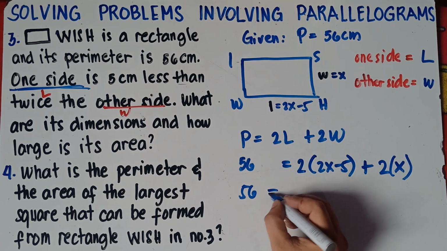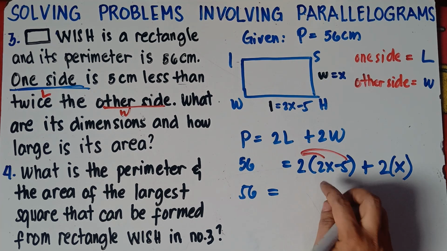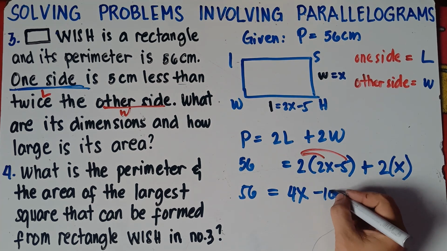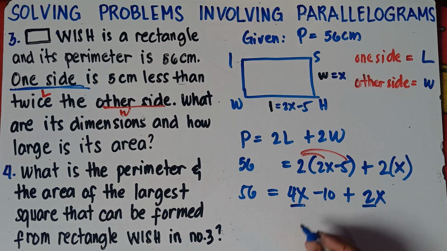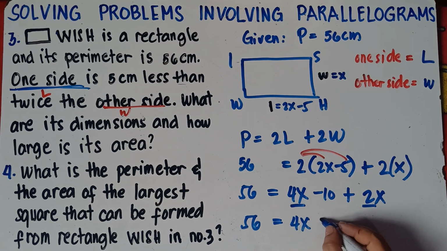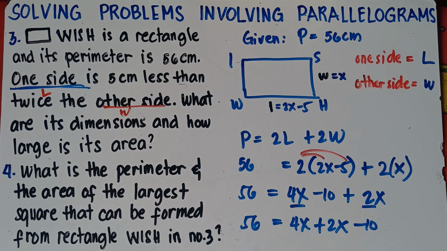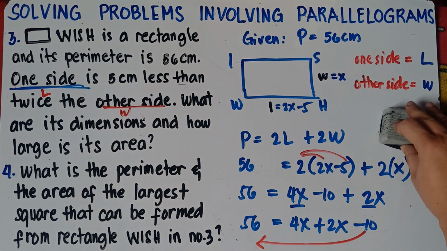So 56 equals, distribute this one. 2 times 2x is 4x. 2 times negative 5 is negative 10. Plus 2 times x is 2x. Combine this one, so arrange. This will be 56 equals 4x, then positive 2x, then minus 10. Next, we need to transpose this negative 10 from right to left so that we can combine all numbers and all x variables. So let me erase this top part, class. You can pause the video for this one.